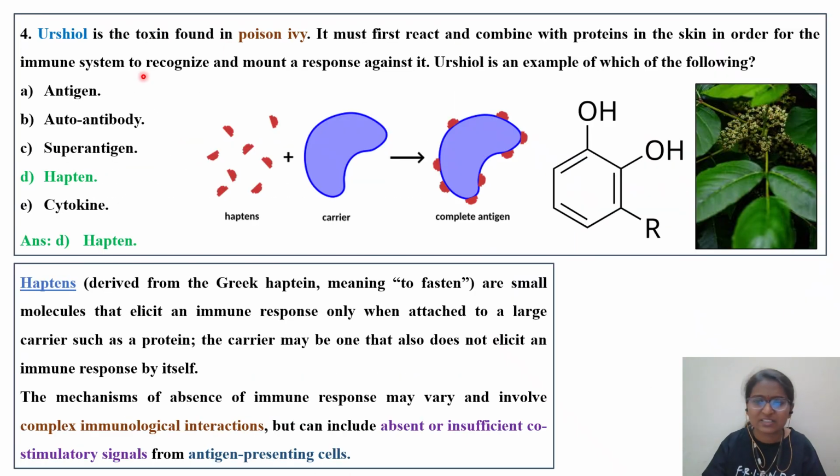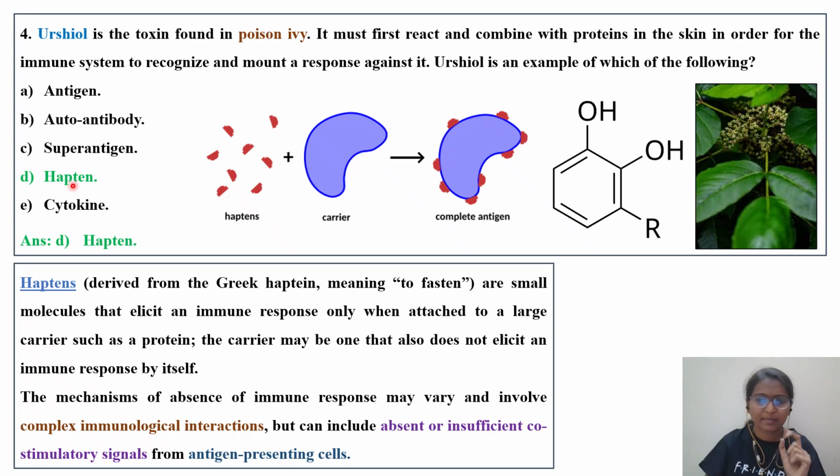Then we go into the next question, question number 4, that is urushiol. Urushiol, again a repetitive topic of question, is the toxin found in poison ivy. It must first react and combine with proteins in the skin in order for the immune system to recognize and mount a response against it. Urushiol is an example of which of the following? We need to identify whether it is an antigen, autoantibody, superantigen, hapten, or cytokine. The right answer, in the green text, is hapten.